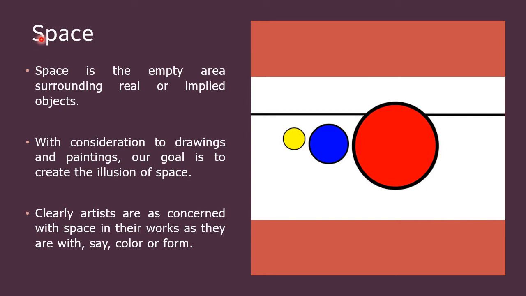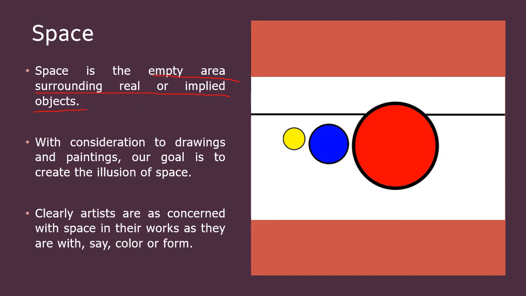Next we have space. Space is the empty area surrounding real or implied objects. Humans categorize space. For example, we have outer space, that limitless void we enter beyond our sky. We also have inner space, which resides in our minds and imaginations. And personal space, the important but intangible area that surrounds each individual, and which is violated if someone else gets too close. Those are the types of space that humans usually categorize: outer space, the inner space in our mind and imagination, and personal space.